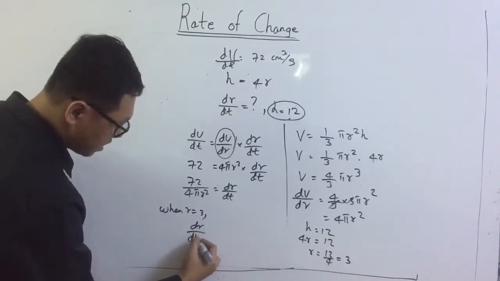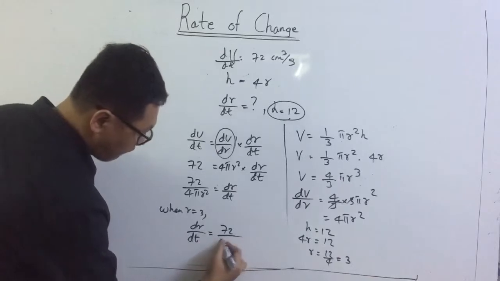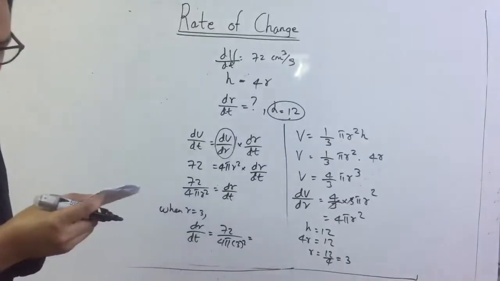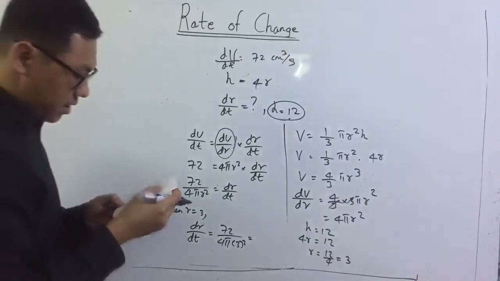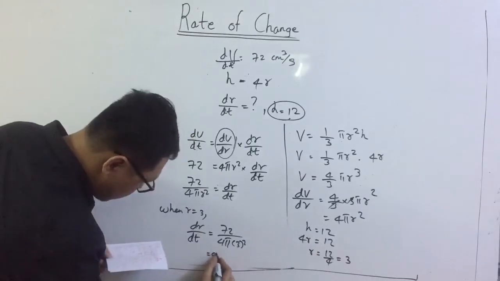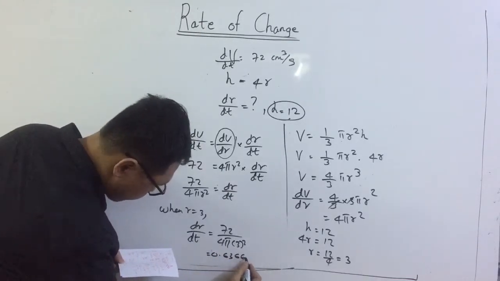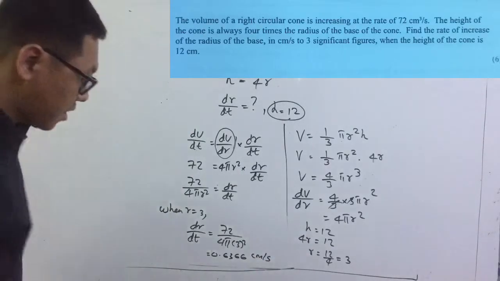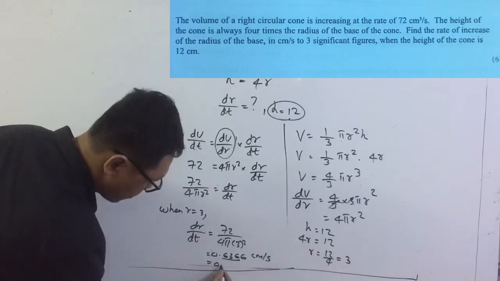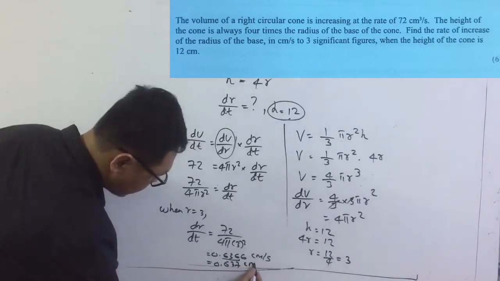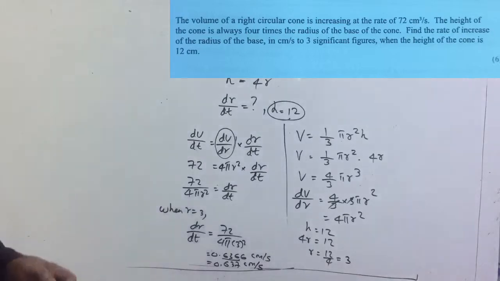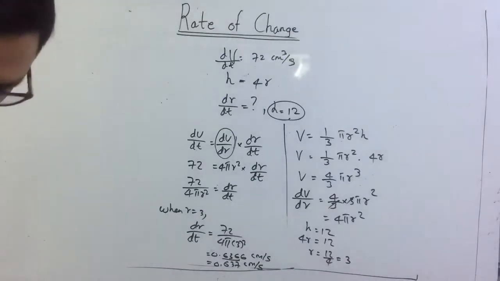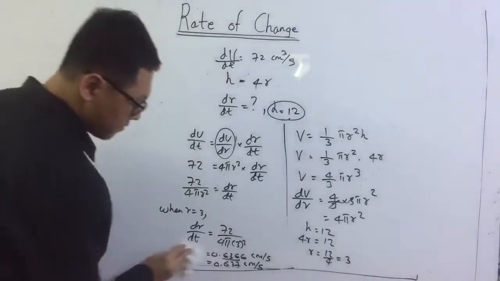So I'm going to substitute when r is equal to 3. dr by dt is equal to 72 by 4 pi times 3 squared, which, you have to use a calculator for that. You will get 0.6366 cm per second. But the problem said 3 significant figures, so I'm going to round to 3 significant figures. So you will get 0.637 cm per second. So that's how we do the rate of change. I'm going to explain another example. So let me erase this.